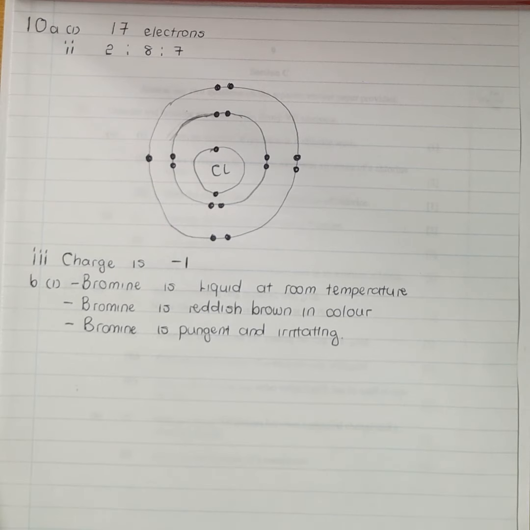So let me re-summarize the physical properties of bromine. Bromine is liquid at room temperature and pressure. Bromine is reddish brown in color. Bromine is pungent and irritating.